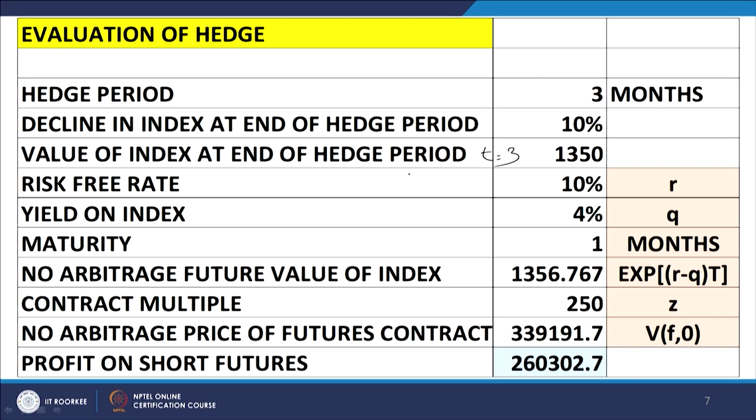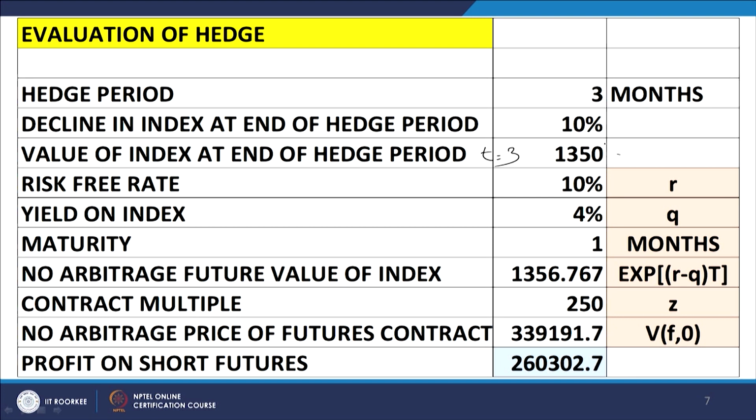The cash value of the index at t equal to 3 months is 10% lower than what we started with. We started with 1500. So, now it is 1350. The risk free rate is as given. So, what is the no arbitrage price? Now, remember the futures still have 1 month of expiry still to go. So, the futures price will not be this. Convergence does not apply for this. Convergence will apply on maturity of the futures, which is still 1 month away.